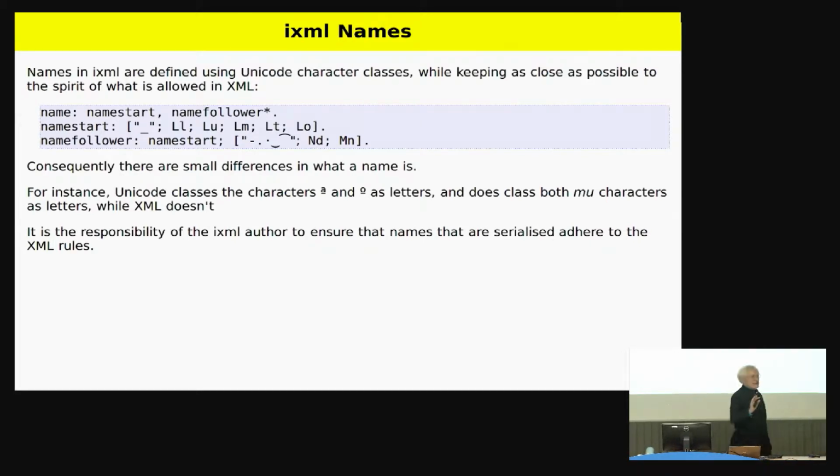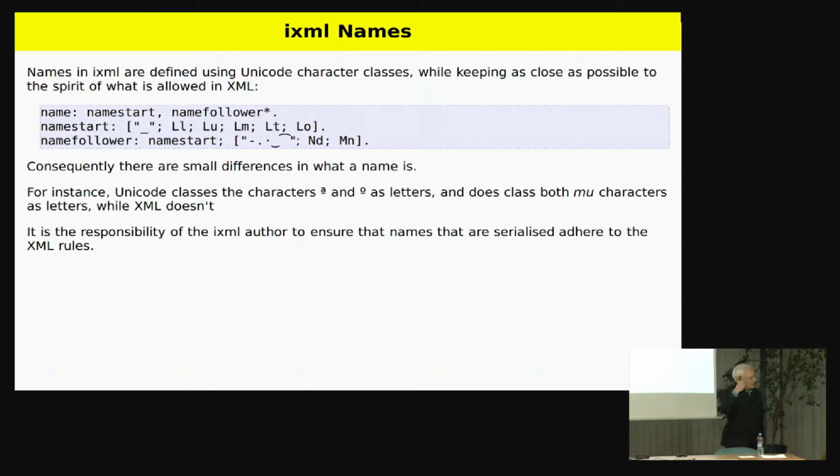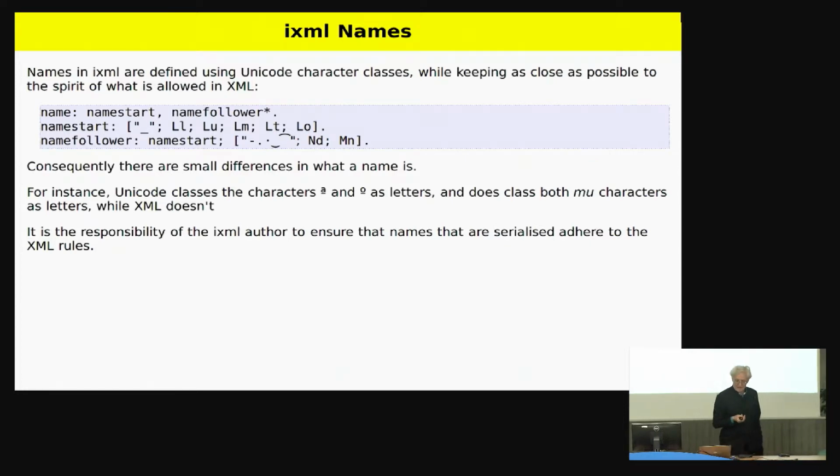characters. This means there's a slight difference between what's in IXML and what's in XML. For instance, the underscore A and underscore O letters are counted as letters in Unicode, but not in XML. And Unicode, for instance, classes both of the mu characters as a letter, so that they're both allowed in IXML. So in other words, it's the responsibility of the IXML author to ensure that names that are going to be serialized, and they don't have to all be serialized, adhere to the XML rules. But there are, as I say, there aren't big differences. But it means that it's less opaque what's actually allowed.